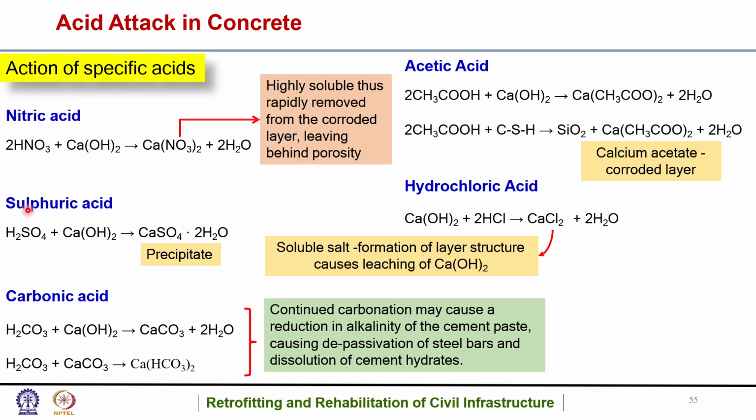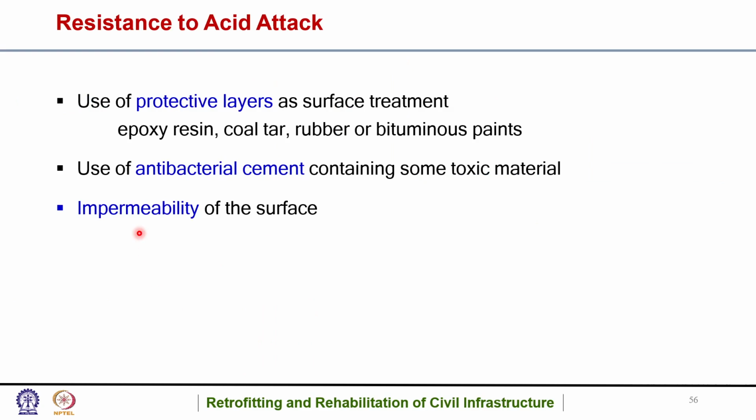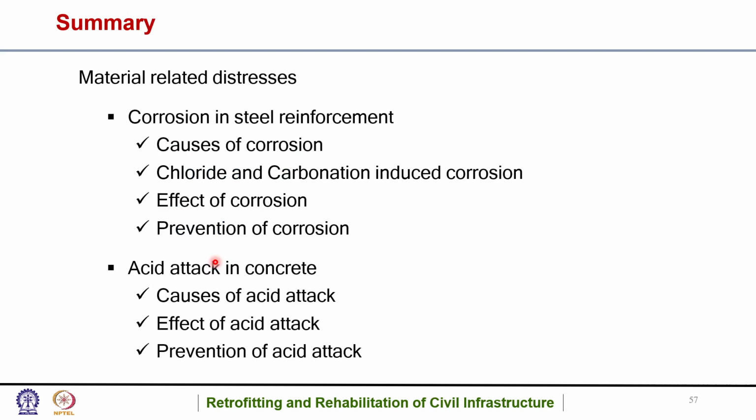The reactions are shown for nitric acid, sulfuric acid, carbonic acid, hydrochloric acid, and acetic acid, for properly understanding the mechanism. So how to resist this acid attack? Resistance to acid attack can be achieved using protective layers as surface treatment, such as epoxy resin, coal tar, rubber or bituminous paints, use of antibacterial cement containing some toxic material, and impermeability of the surface. These are some of the standard ways to resist acid attack.